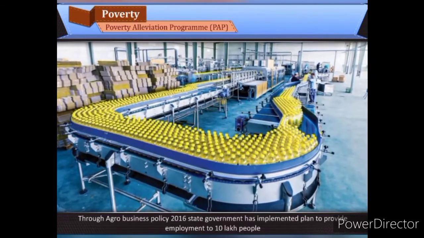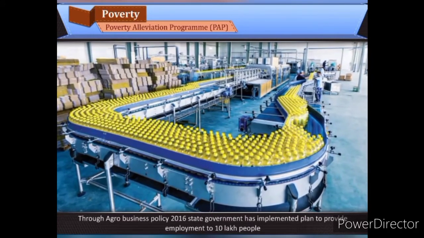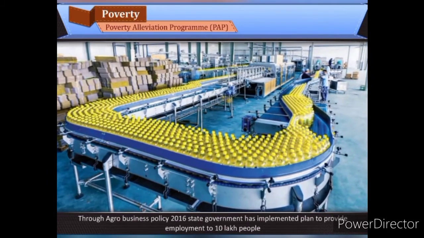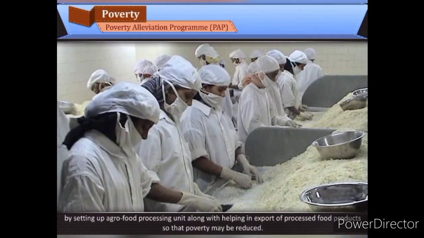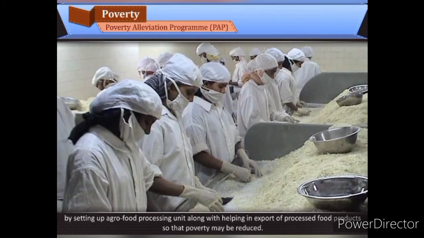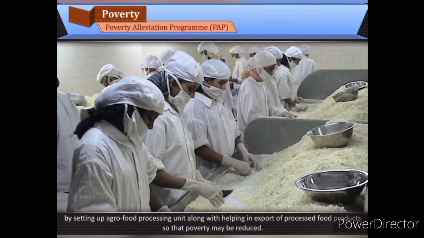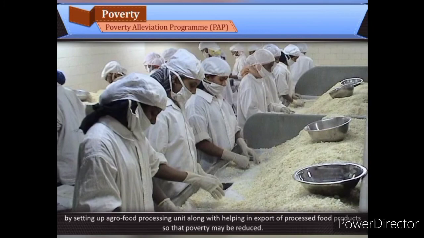Through Agro-Business Policy 2016, the state government has implemented a plan to provide employment to 10 lakh people by setting up agro-food processing units along with helping in export of processed food products so that poverty may be reduced.